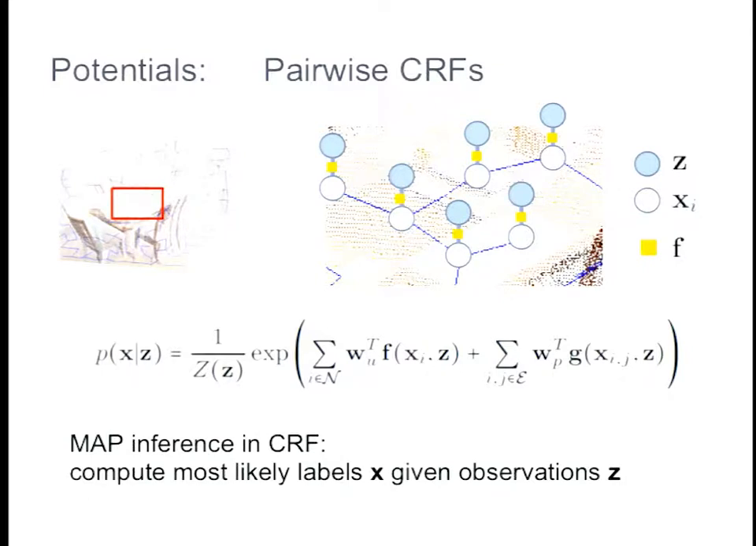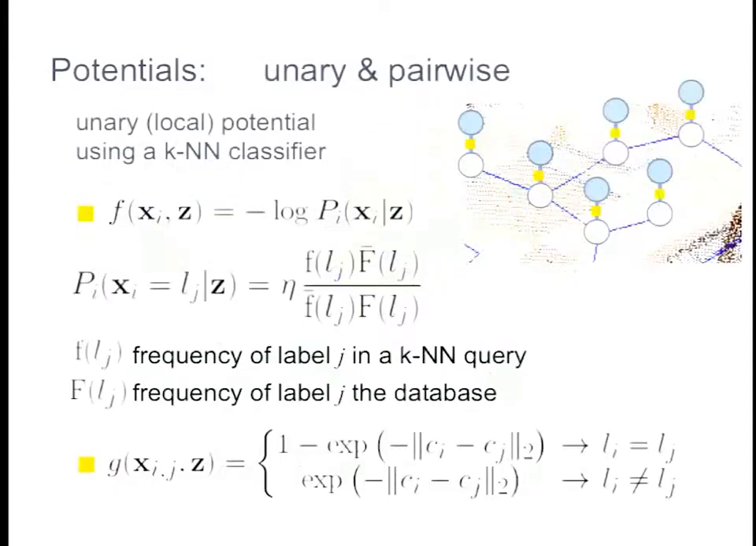So just one slide on how these are computed. In our experiment, we spent quite some time trying to come up with informative features and effective classifiers. So we just used the nearest neighbor classifier in order to compute the log likelihood of each label per superpixel. And for the pairwise term, we use just the standard smoothness term.